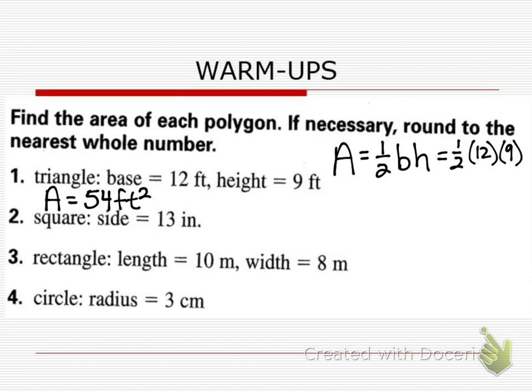What's my area formula for a square? Side squared. So area is side squared. They told us that we have a side length of 13. What is 13 squared? 169. My units this time would be inches squared. Good.